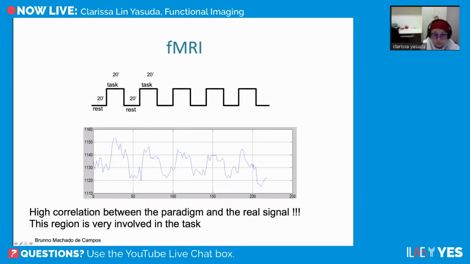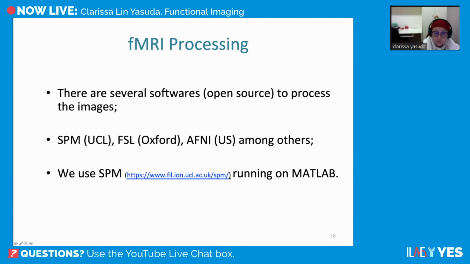Again, it's just another good example. You see a very good correlation of the increases of the BOLD signal exactly with the task, right? So again, how do we do this? There are several software packages. They are open source. You can use them to process the images.